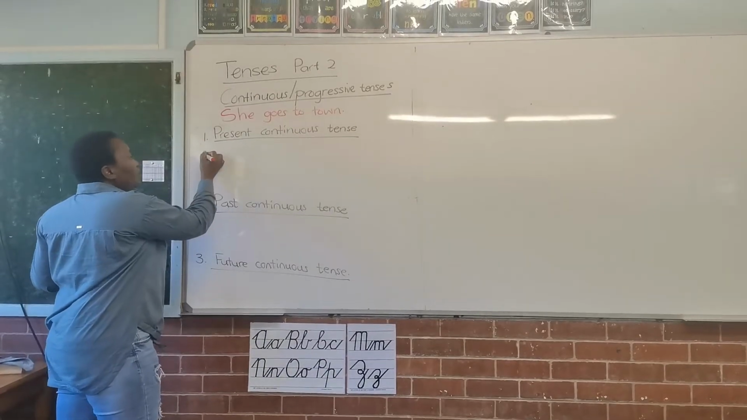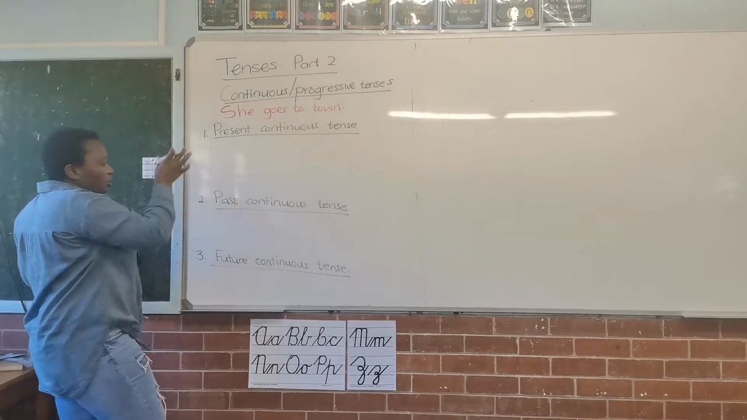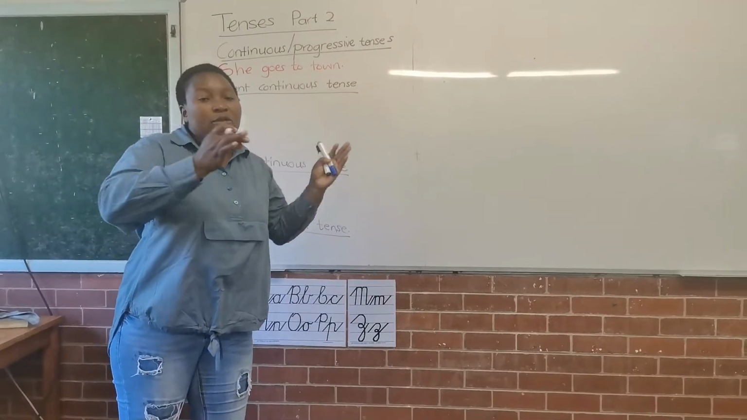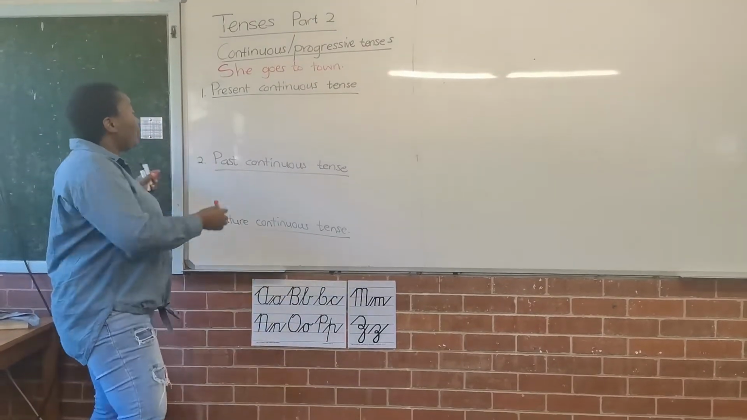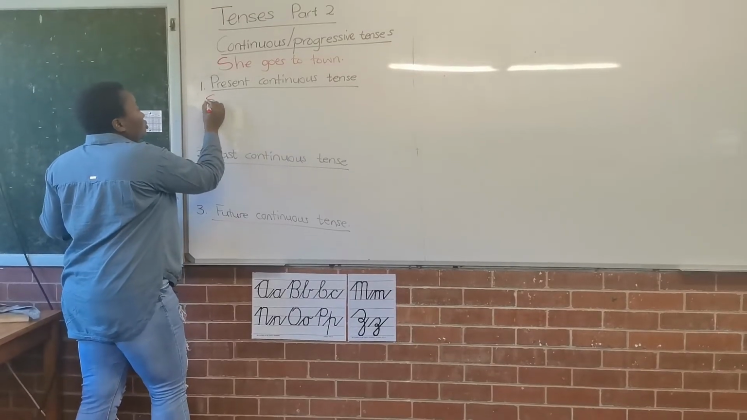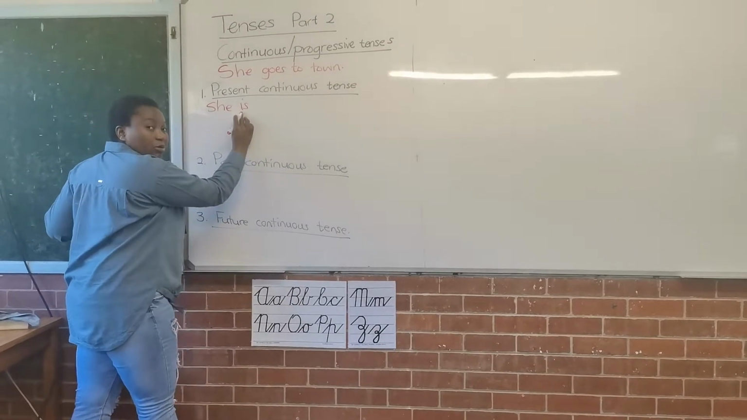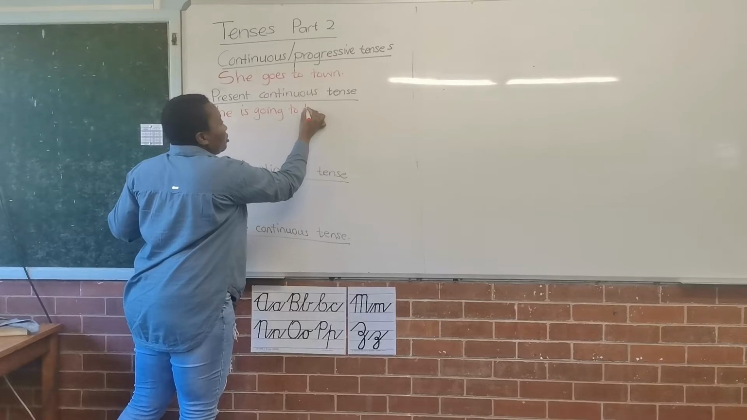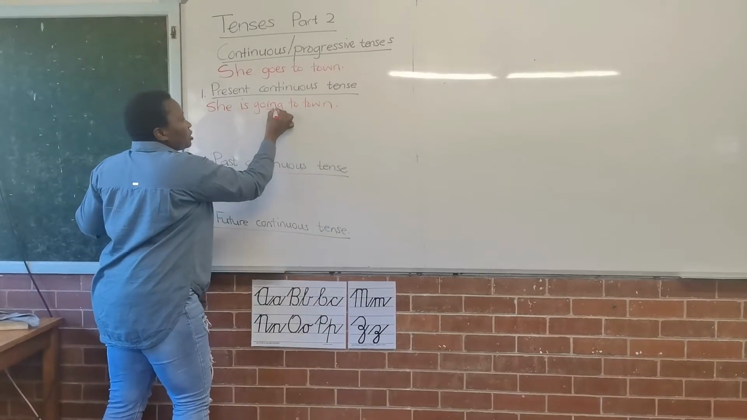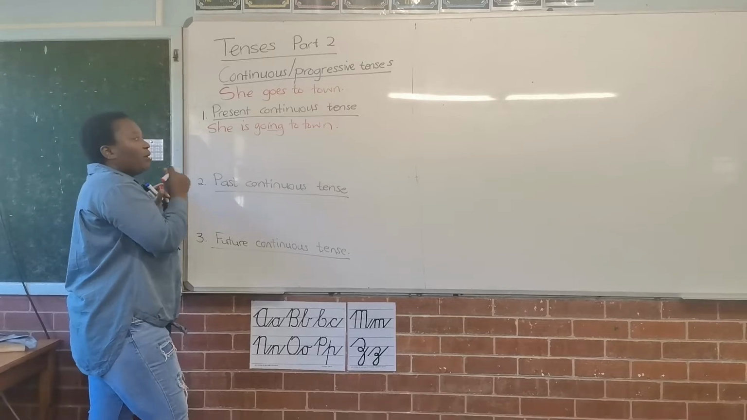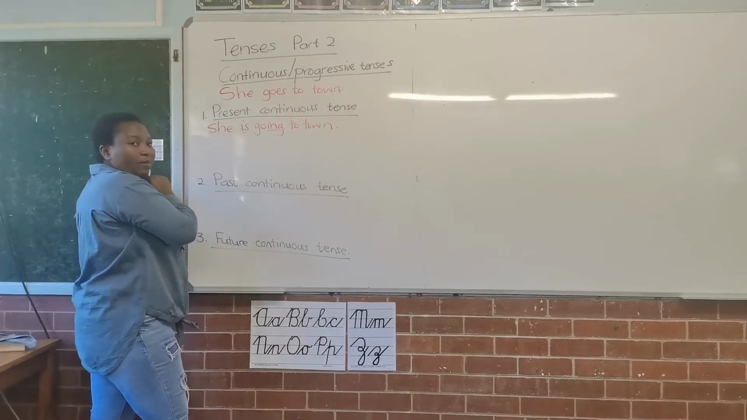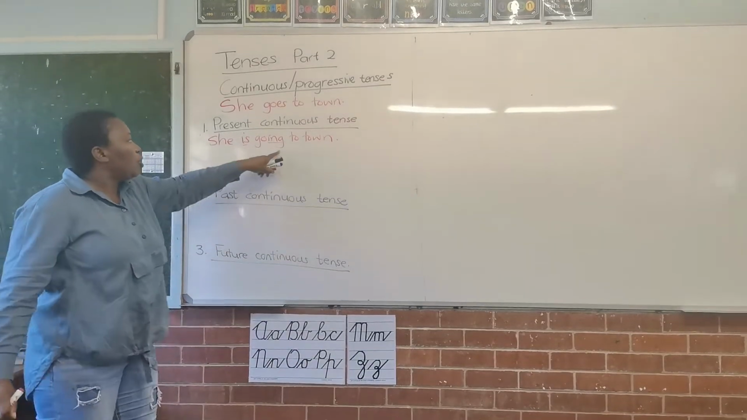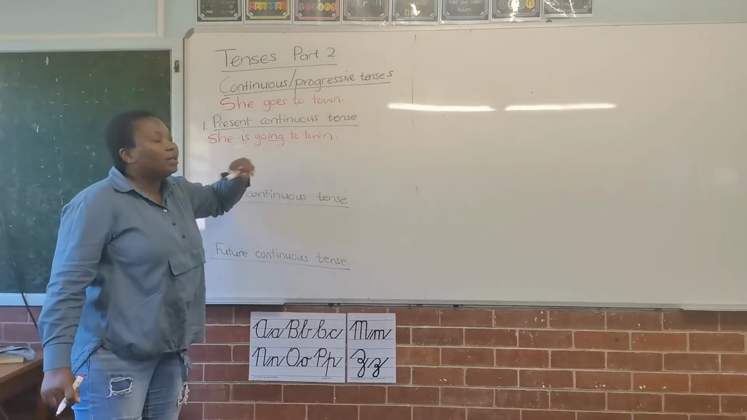Okay, she goes to town. In present continuous, these three always have got a helping verb, which we call an auxiliary verb. So it's an auxiliary verb before the main verb. It's going to be she is, which is our auxiliary verb, going to town. With this one, I always say the verb has got that ing at the end. There is our auxiliary verb there, and it's in present tense. So she is going to town, present continuous tense.